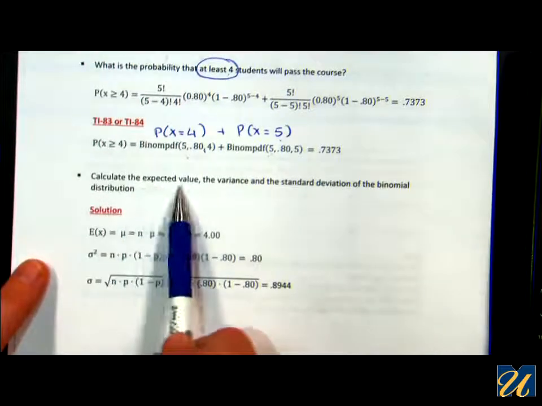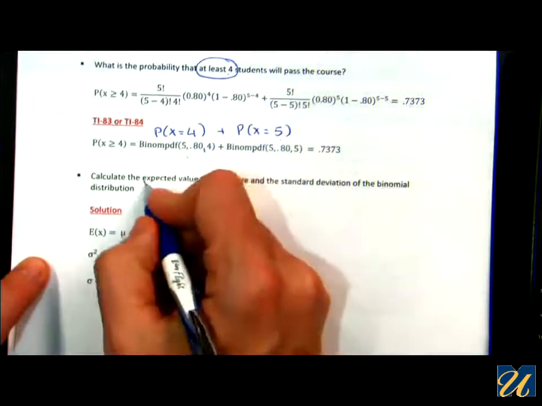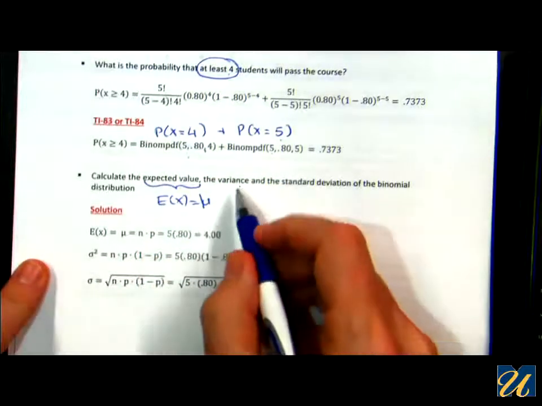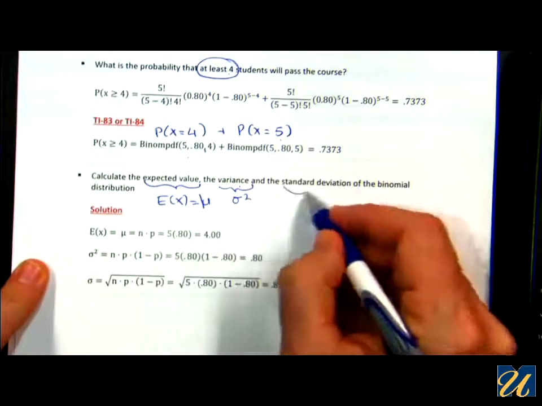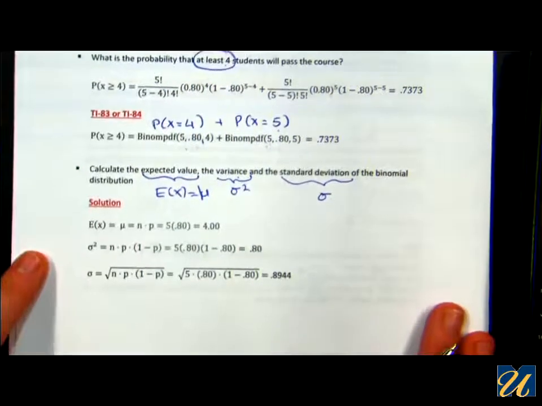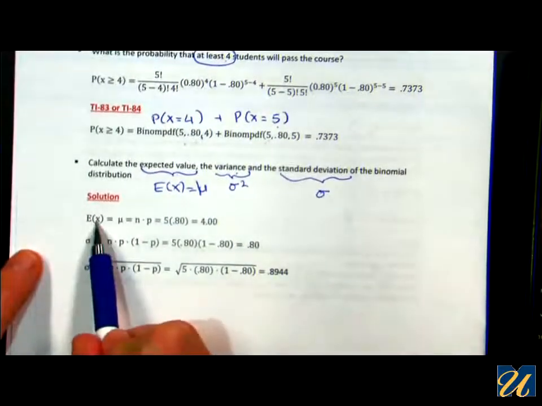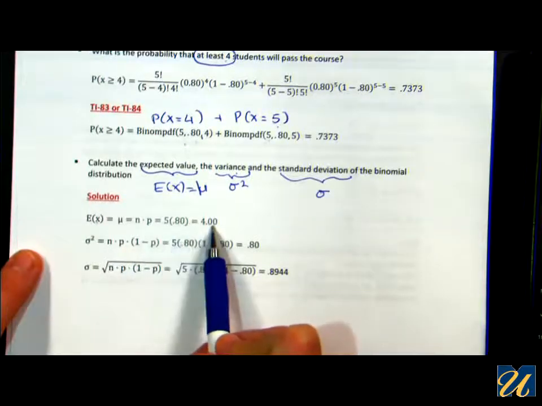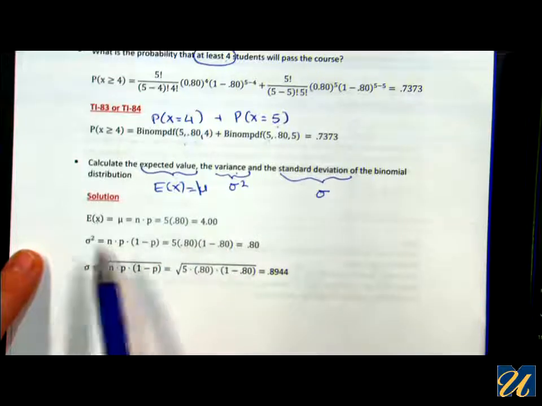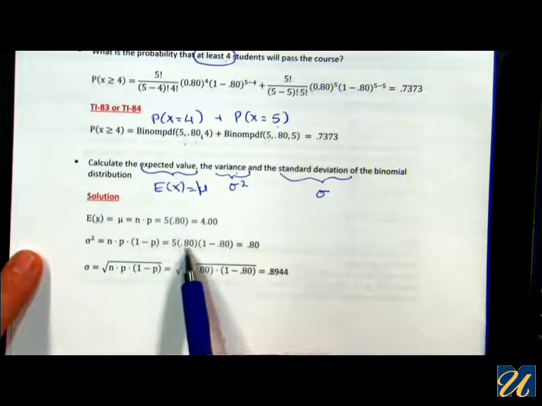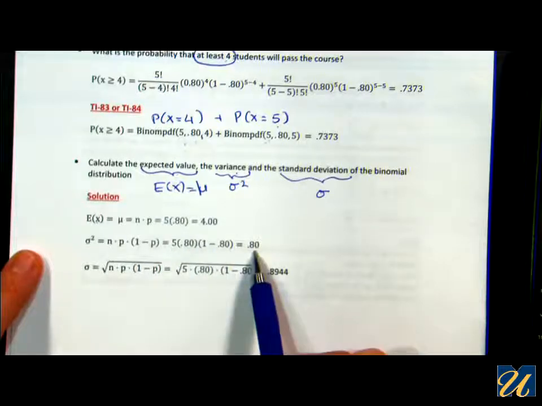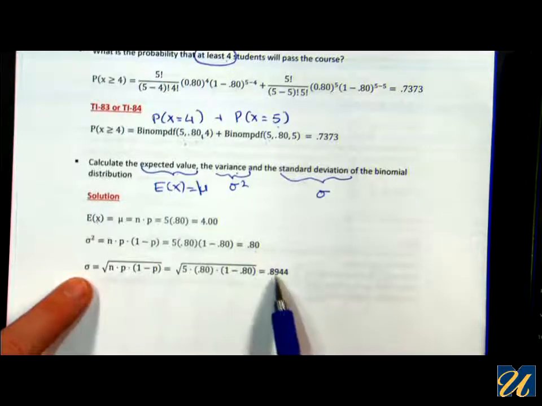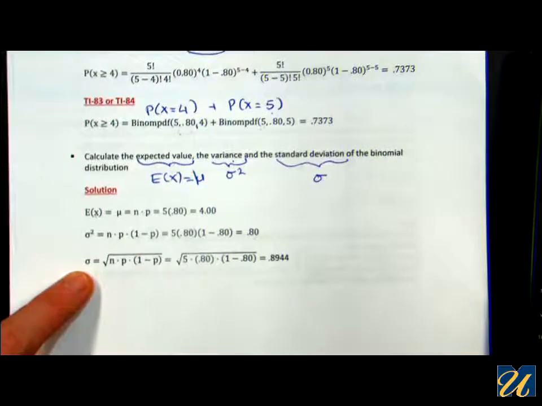Now, for the same problem, I want to calculate the expected value. This is your E of x, or otherwise called mu. The variance, this is your sigma square, and the standard deviation, this is your sigma. So we start with the expected value. For binomial, we simply take the product of n times p, 5 times 0.8, your average is 4. For the variance, n times p times q, 5 times 0.8 times 0.2, and this is 0.8, and then you take the square root of 0.8 and you get your standard deviation, which in this case is 0.8944.